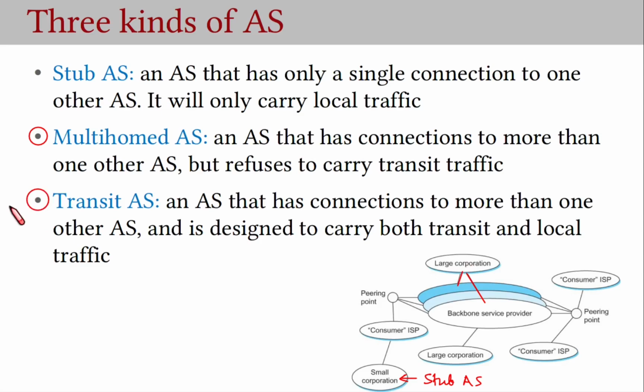And then there are transit ASs. These ASs have connections to more than one other AS, and they are designed to carry both transit and local traffic. Examples are this consumer ISP, right? So it's a transit AS. It carries traffic originating in this small corporation AS, maybe going somewhere else, or traffic that originated somewhere else going to this one, and then it may have its own local traffic. And these backbone service providers are also transit ASs.